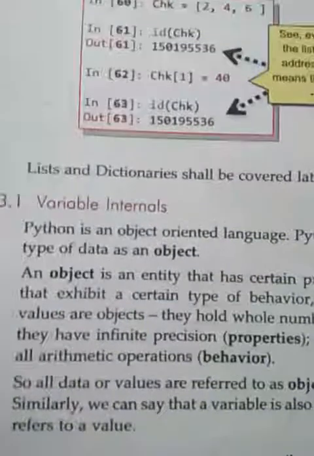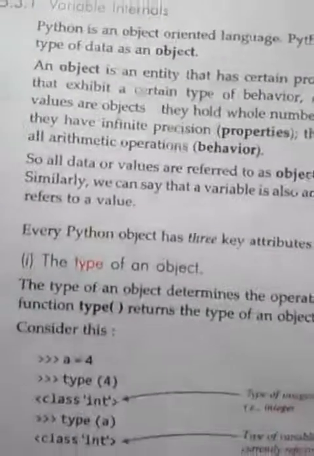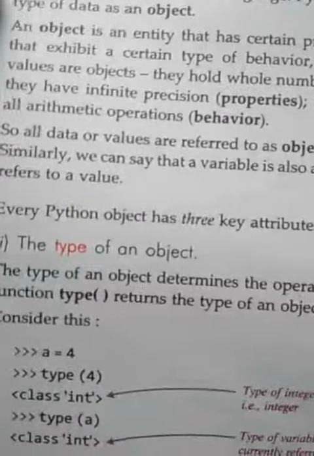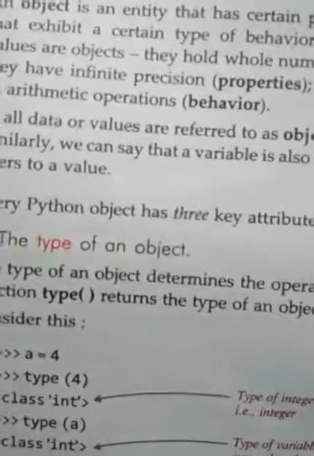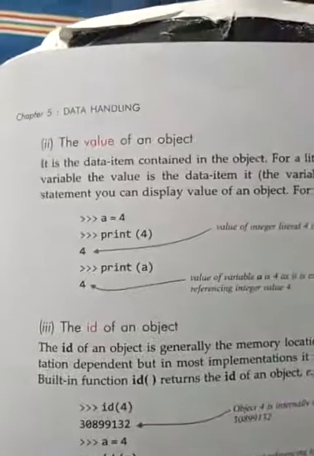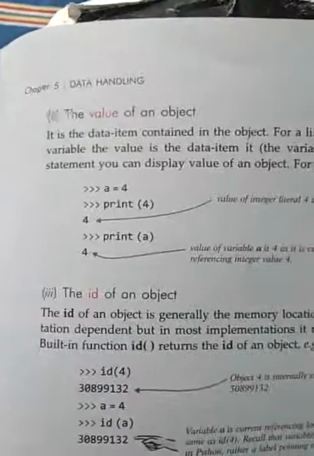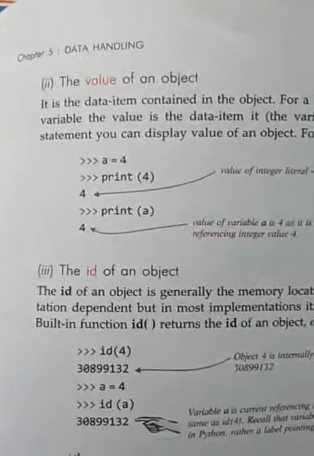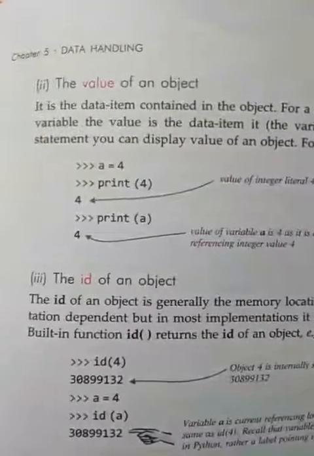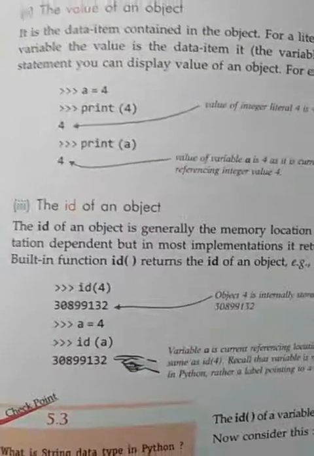Now, the internals of variables: how variables behave and how they work. So in the internals, a equal to 4. When we print the type of 4, that is integer, or type of a, that is again integer. In the case of a is 4, when we print 4, this will give the direct result 4, or when we print the variable, this will also give 4. So there are three things: type is for representing the data type, value is for giving the value, and id gives the location of that variable.